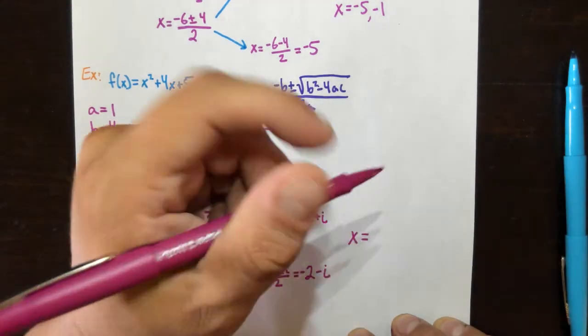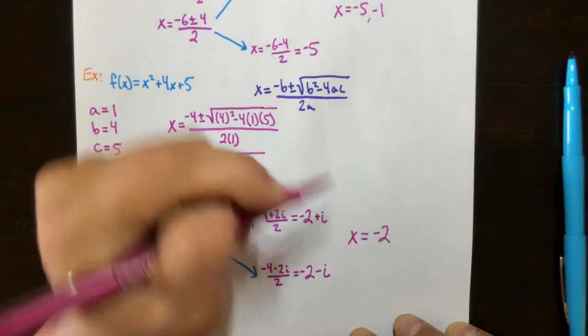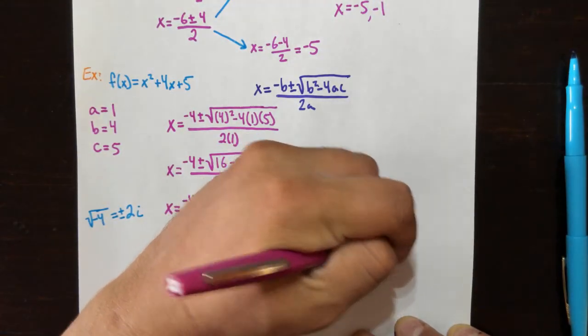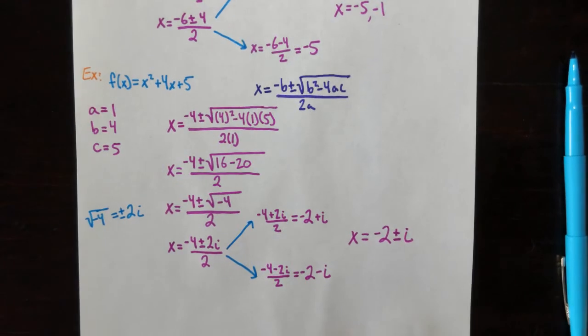And we can actually write it like this: -2 plus or minus i. Because one's positive, one's negative. So this, like I said, if we were to graph it, it wouldn't cross the x-axis at all, because both roots are imaginary.